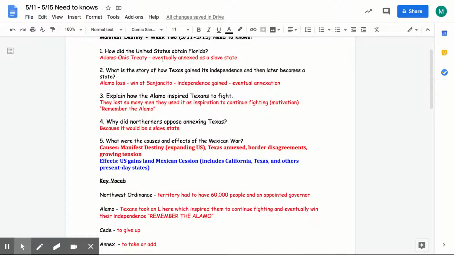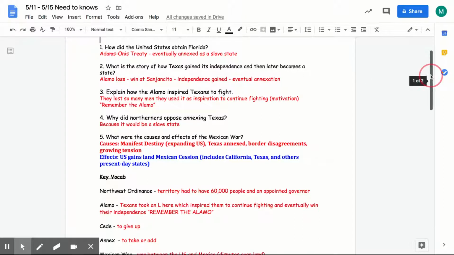Number 1, how did the United States obtain Florida? We know that we got it through the Adams-Onis Treaty, bought it from Spain, and eventually we annexed it as a slave state. Remember, annex means to add on, so the U.S. adds that onto their states.